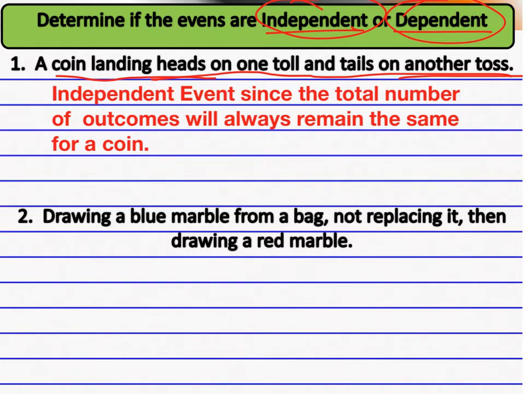Okay, the second one, draw 2 blue marbles from a bag, not replacing them, then draw a red marble. The important part is not replacing it. See, since it's not going back in the bag, the outcomes are going to change. So if there's 12 marbles, it's then becoming 11 marbles left in the bag. There's only 11 outcomes then left.